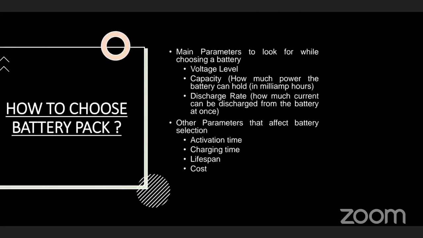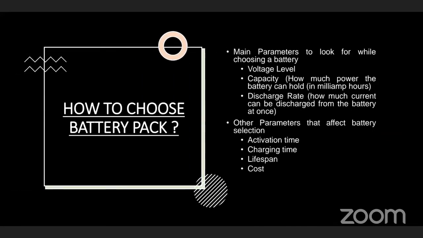The second important parameter, as given here in the view foil, is the capacity, which is always in the form of milliampere hour. So if, say, we are using a battery of 5,000 milliampere hour, it means 5 ampere current can be drawn from it continuously.